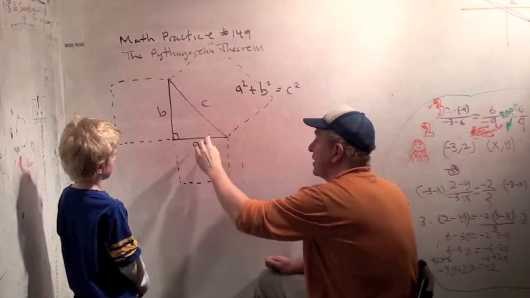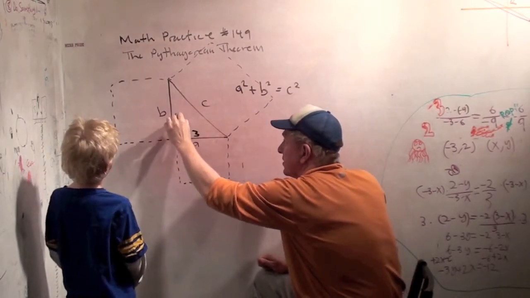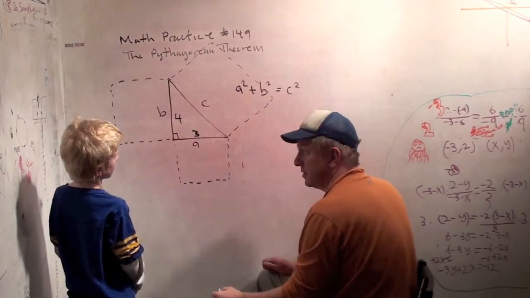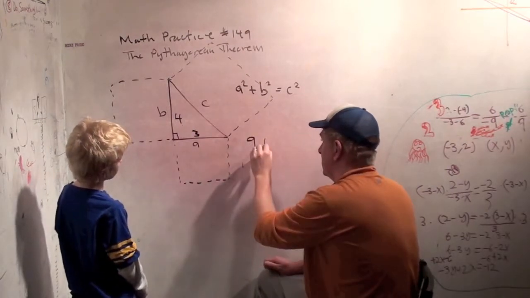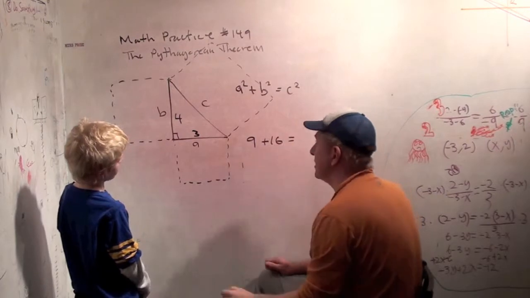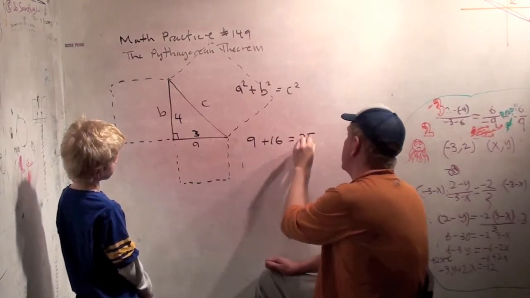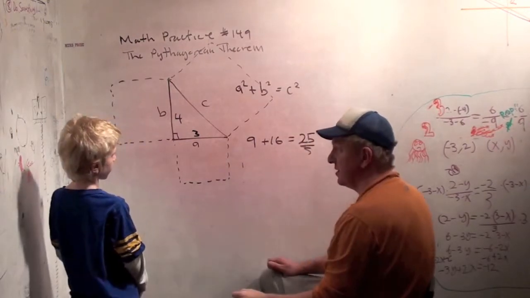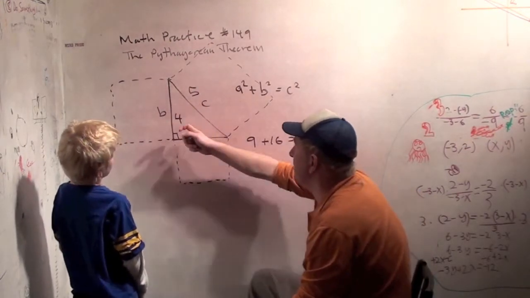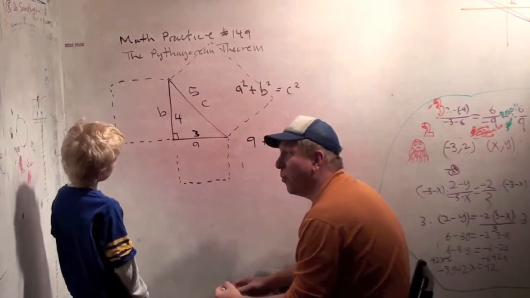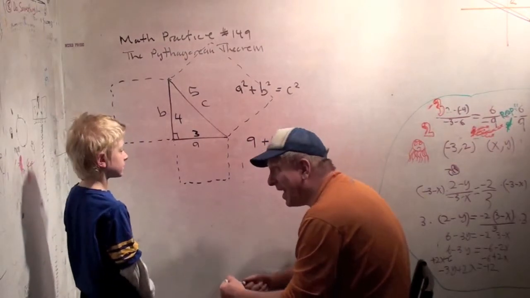So for example, if I make this 3 and then this 4, what's 3 squared? 3 squared is 9. What's 4 squared? 16. What is 9 plus 16? 25. Is there a number that when you square it you get 25? 5 squared. Hey, look at that. So I can make a triangle that goes 3, 4, 5. Whoa. Interesting. How cool is that?